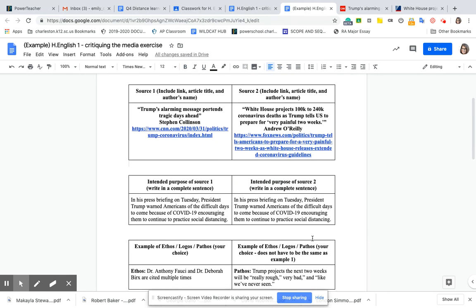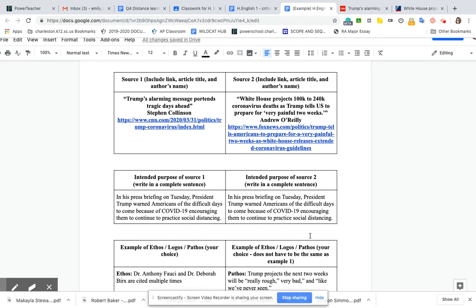Okay, intended purpose. Why are they writing that article? What is the purpose? What do they want to persuade the audience of? In his press briefing on Tuesday, that was yesterday, President Trump warned Americans of the difficult days to come because of COVID-19, encouraging them to continue to practice social distancing.